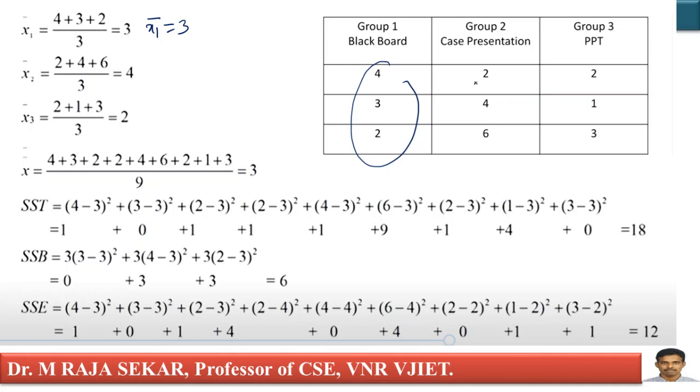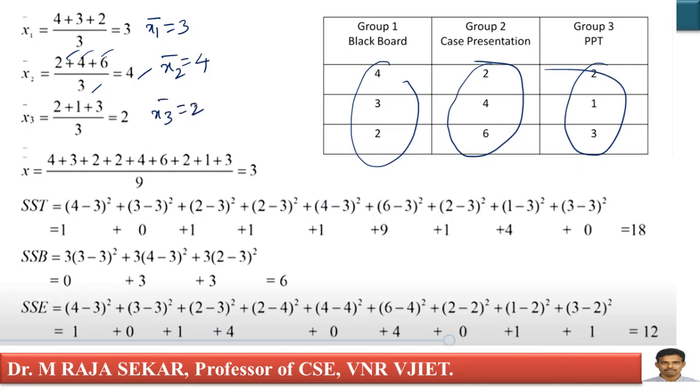In a similar manner, what is the mean of the second group? That is x2 bar: 2 plus 4 plus 6 by 3. I can say x2 bar equal to 4. For group 3, what are the elements? 2, 1, 3. 2 plus 1 plus 3 by 3, that is, my x3 bar is equal to 2.